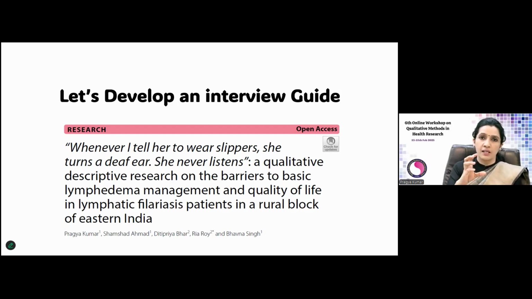Similarly, you should have some other lenses and angles whenever you are seeing any data. We should not always see from the angle that the patient is always in plight. It is not always true, because here also, if you see the title, she's saying that she never listens. Whenever I tell her to wear slippers, she turns a deaf ear. She never listens. That means the kind of behavior she is having, you cannot attribute to Asha not having told her or her not getting the medicine, etc.